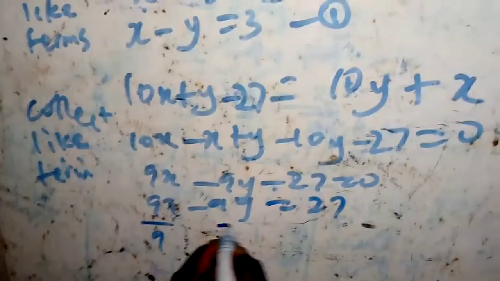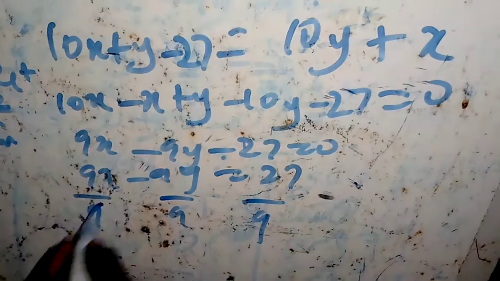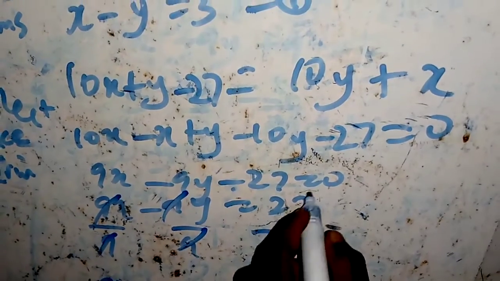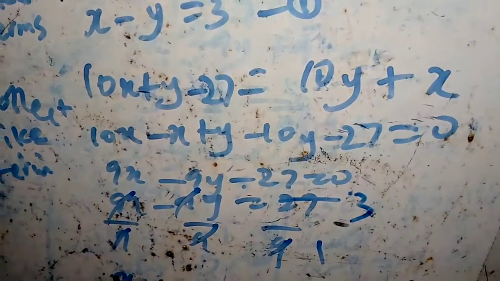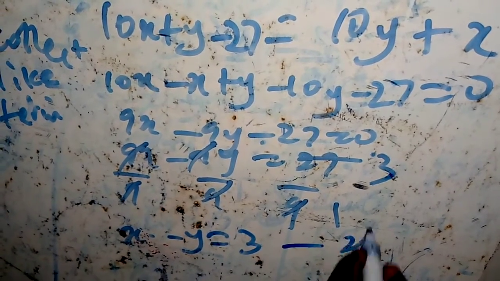So divide both sides by 9. When we divide both sides by 9, 9 cancels 9, 9 cancels 9, 9 cancels into 27 giving 3. So it will be x minus y equals 3. In this situation, this is the second equation.